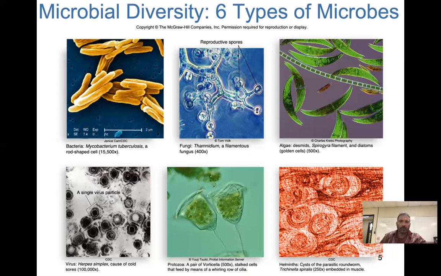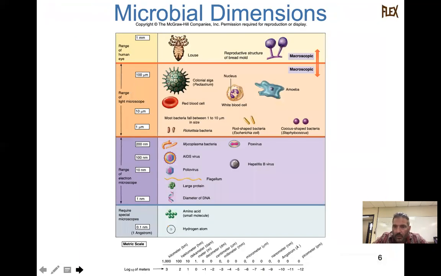Your viruses are going to be super small. We'll spend a little time on that. Protozoa, these are huge. You'll be able to see these in a slide. And then helminths. So we'll talk about roundworm. We'll talk about some tapeworm, but these are actually inside of muscle tissue. Cool or gross, depending on how you want to see it.